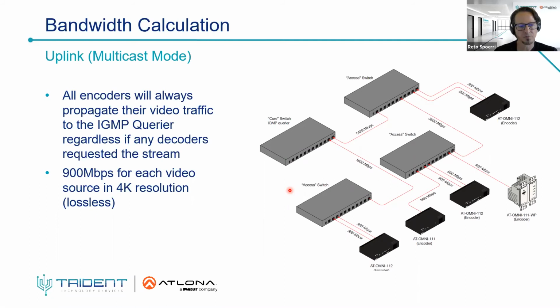There is one exception. If you know that you will only do full HD, so you don't have any 4K sources or 4K displays, then you can design the system on full HD resolution, which is half of the bit rate. So 450 megabits per second for each source. For instance, if you have a dual encoder here, that's 450 plus 450, which is 900 on this link. So this could still work on a gigabit port. You don't need a 10 gigabit or 2.5 gigabit port here.